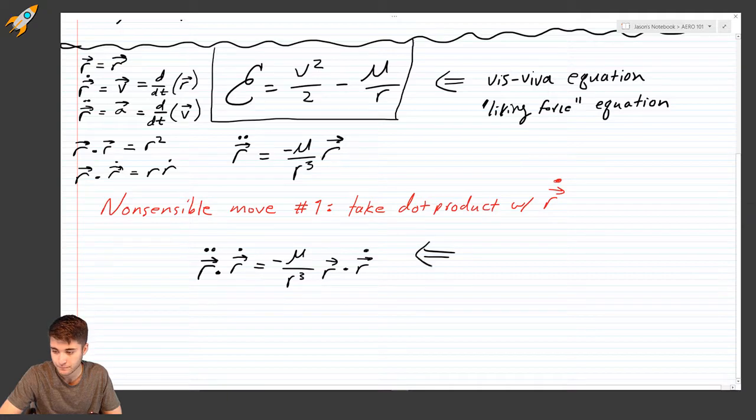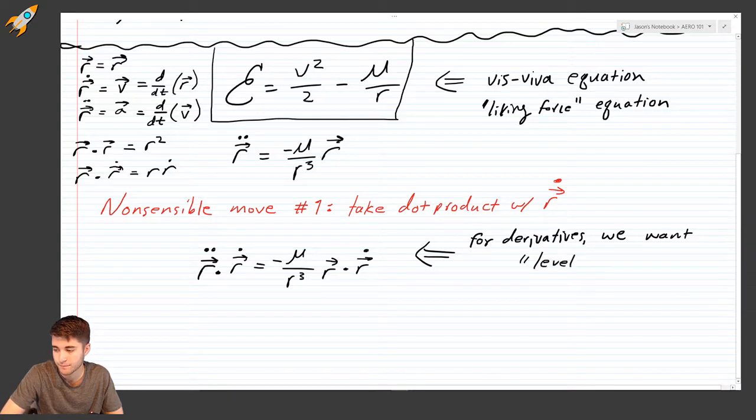So I'm going to write that as a note. For derivatives we want, in quotes, a level playing field. That's the goal here, a level playing field.